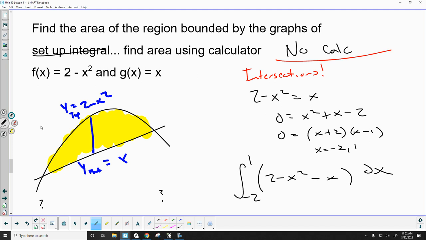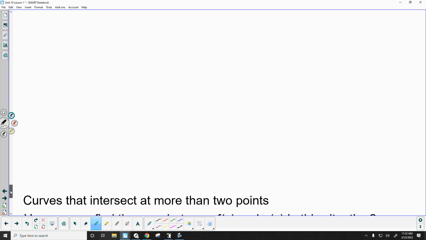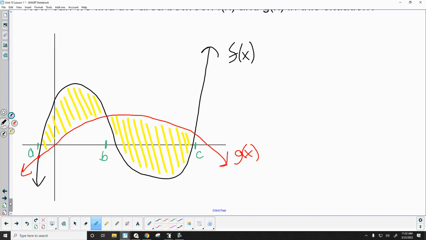Cool? All right. What if we intersected at 3 locations? No, the setup is the important part. All right, tell your neighbors, what should we do? Go.